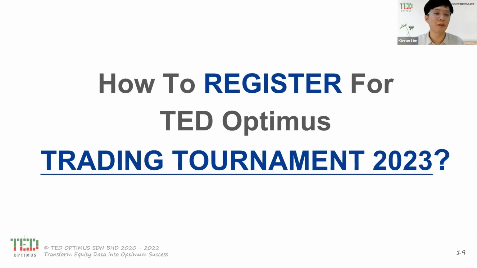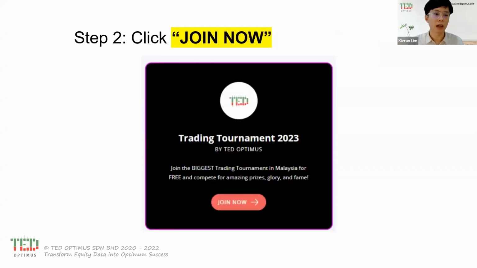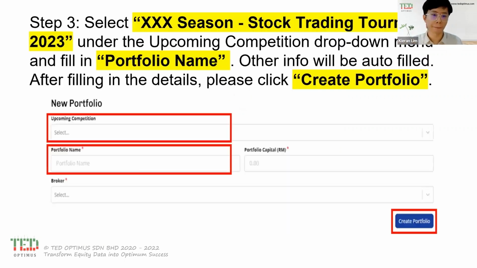Now, how to register for TED Optimus Trading Tournament 2023? First of all, you need to go to our website, and once you enter our website, there's an event courses section button. You have to click into it, and then you will see this TED Optimus Trading Tournament 2023, and then you select. After you select, you have to scroll down a little bit, and then you need to click this join now for this trading tournament.